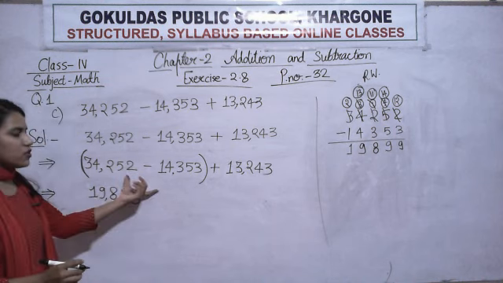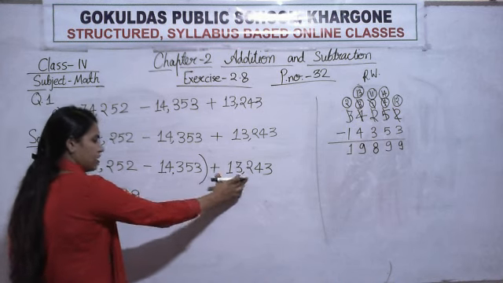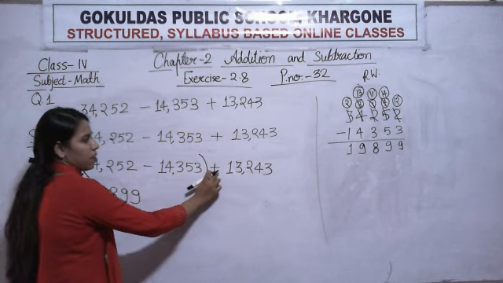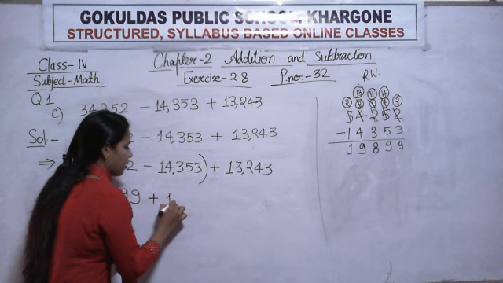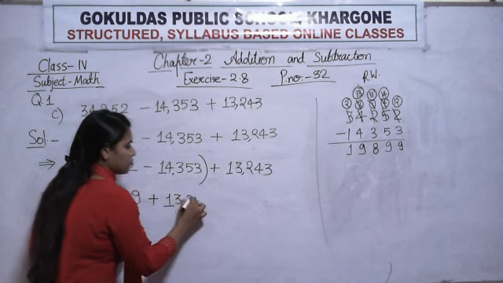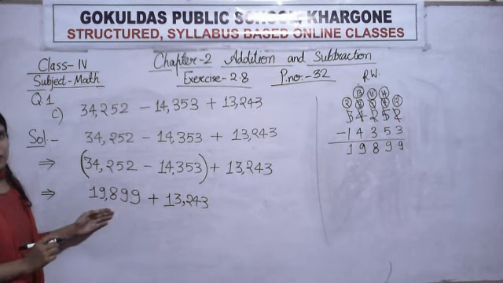19,899. Now we have solved this bracket. After the bracket, what is remaining? The remaining part you have to write. But remember, a symbol is there, so put that symbol also. Now write the number 13,243. Now observe this step.